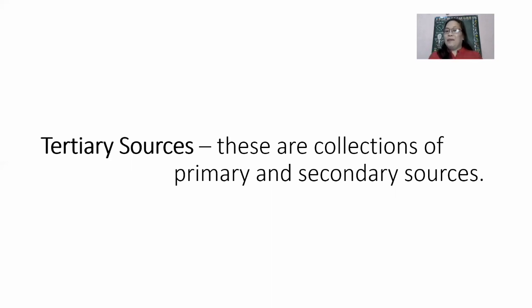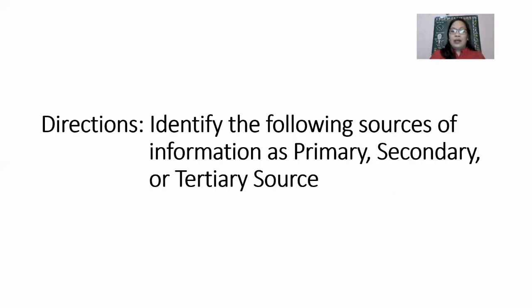So at this point of time, let us have a short activity in order for us to find out what are the examples of these three classifications of sources of information. What you're going to do is identify the following given sources of information as primary, secondary, or tertiary source. I will give you 5 seconds to think before revealing the correct answer. So let us start now.